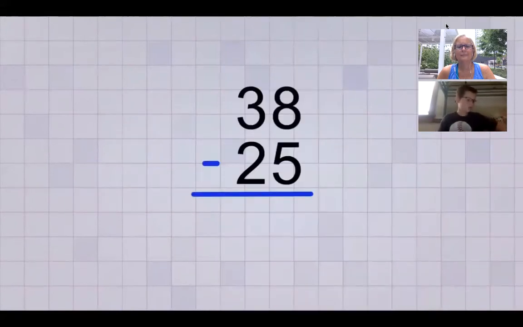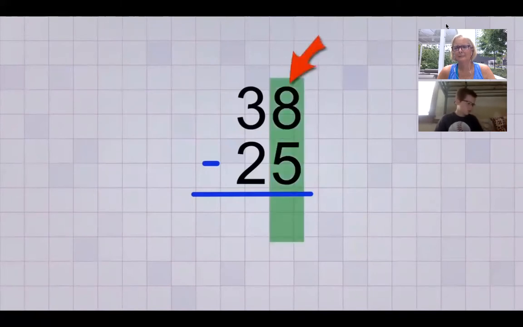Okay, let's go ahead and try this problem. We've got 38 on top and 25 below it, and the ones places are lined up just like they should be. Now we draw our line so our answer can go below it, and we write a minus sign over here on the left to show that we're subtracting. Now we can start getting our answer. And just like with addition, we always start with the ones place column.